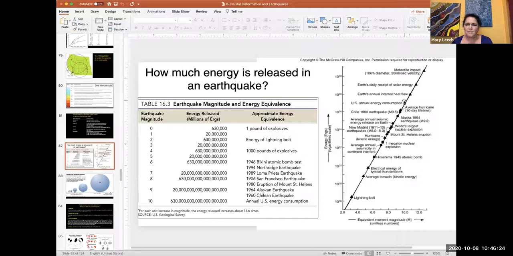Meteorite impacts are up here, but that's assuming a 10 kilometer wide meteor, which is also huge. That's maybe an extinction-sized meteorite impact. Okay.